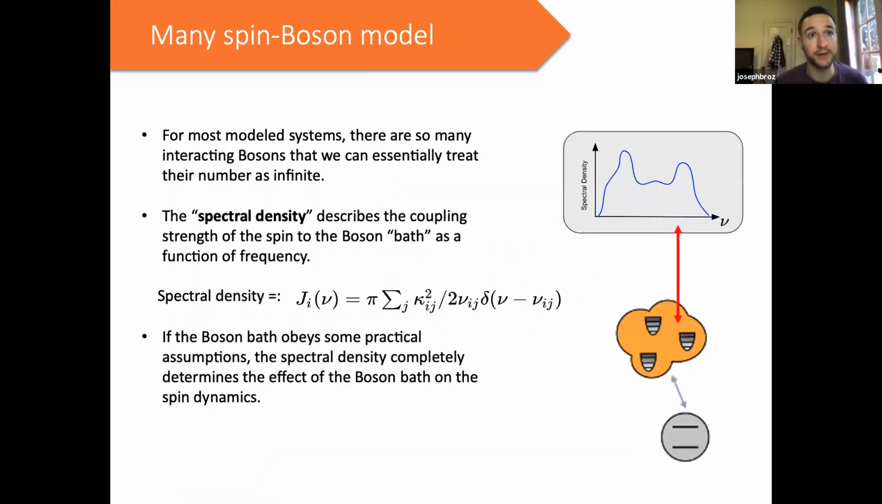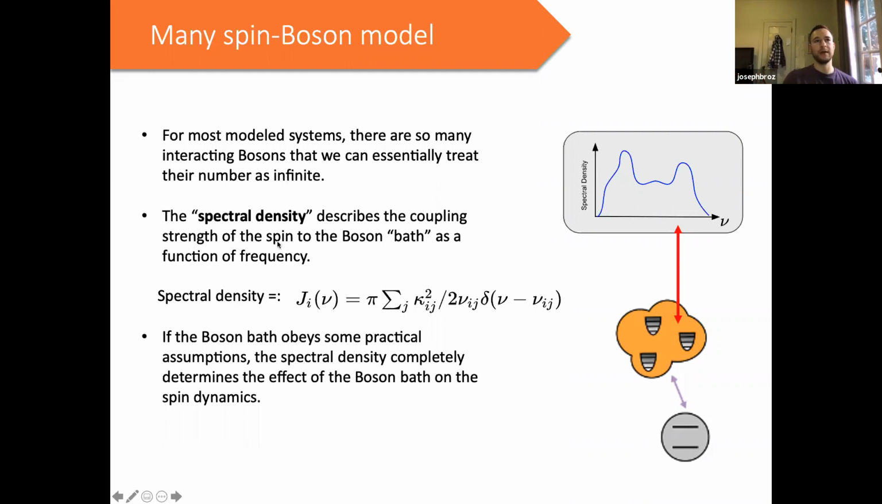Okay, this is another technical aside, but for most modeled systems, so for physical systems like molecules, they're usually embedded in some sort of protein scaffold or backbone. And they're usually wet, immersed in some salt, they experience solvent dynamics and a bunch of other noise sources. And so usually the way that we treat this collection of bosons is as an infinite number of them. So it's not just coupling to 2 or 3 vibrational modes, it's coupling to literally an infinite number.